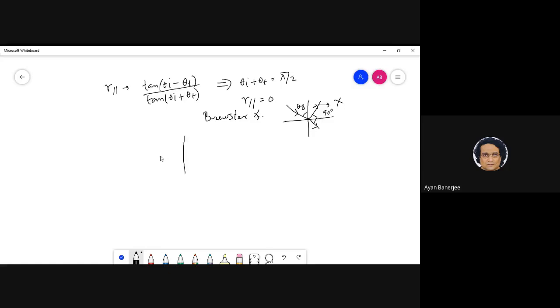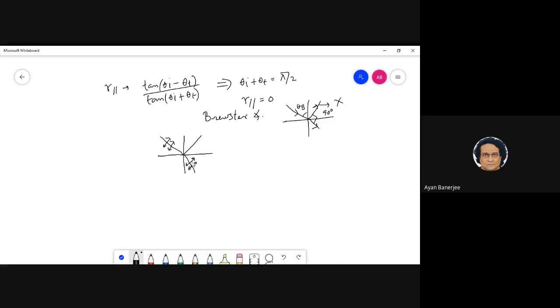Because for the transmitted ray, the transmitted ray is 90 degrees to the reflected ray. So let us draw this a bit nicely. So this is my electric field, and that is the direction of the electric field. So at the point of reflection, this is the electric field and that is the K vector as well. So what Shombo is saying is actually correct.